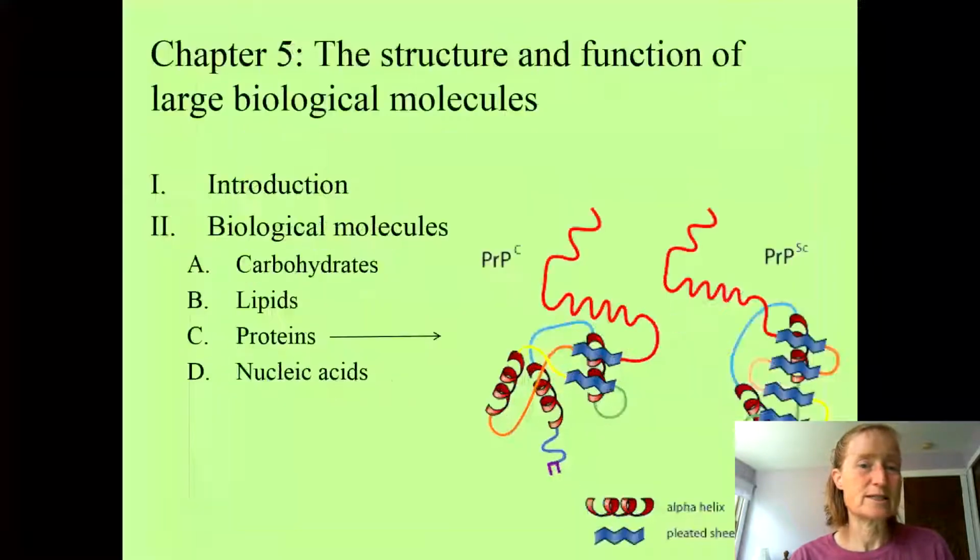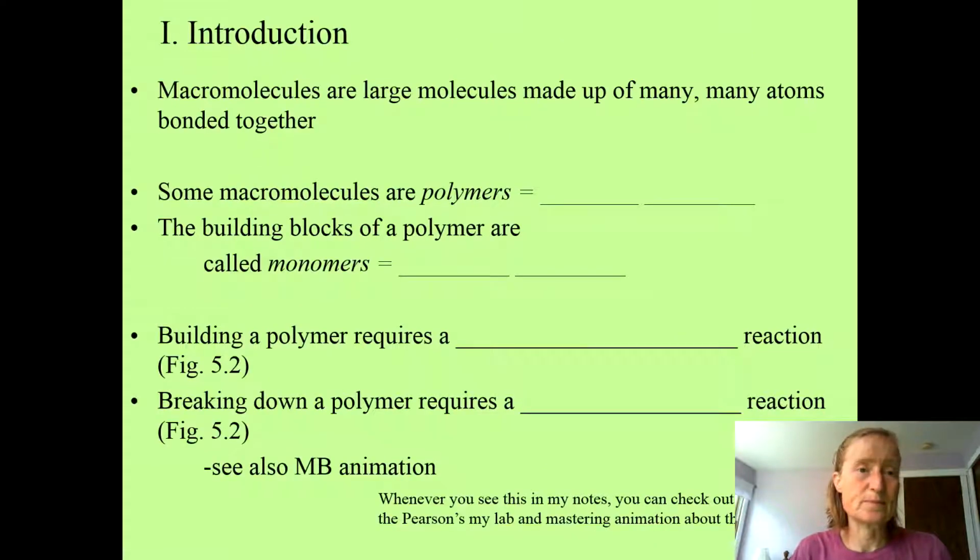Chapter 5 focuses on the structure and function of large biological molecules. We're going to take a look in this chapter at 4 types of molecules that we see in living cells: carbohydrates, lipids, proteins, and nucleic acids. We'll focus on their components, their structure, and then what they do inside living cells. So let's get started with an introduction.